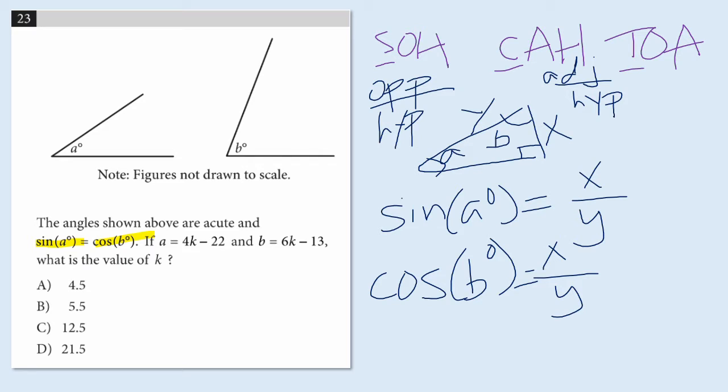And once I did that, I saw, wow, the sine of A is going to be x over y, and the cosine of B is going to be x over y. So they're equal and they're complementary. So what do you know about complementary angles? They add up to 90 degrees. So there's angle A and there's angle B. They're complementary. So let's continue with this problem.